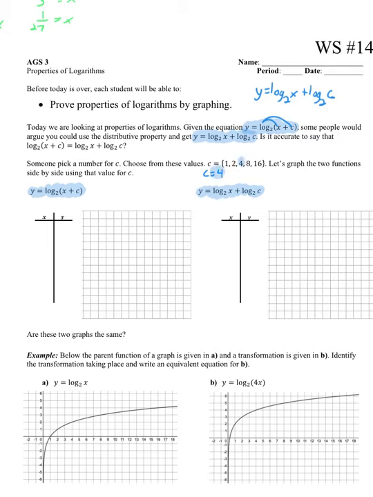All right. So what we can do then is we can write the first one as y equals log base 2 of x plus 4. And then we'll write the second one as y equals log base 2 of x plus log base 2 of 4. All right, so that's just because we picked the value for c there.